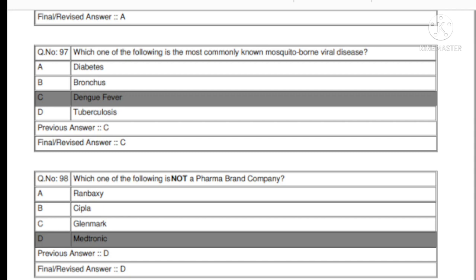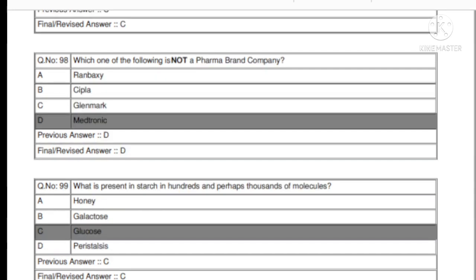So C is its answer. Question number 98. Which one of the following is not a pharma brand company? Ranbaxy, Cipla, Glenmark, Medtronic. So by the rule of elimination, we can arrive at the answer. A. Ranbaxy is a pharma brand company. Cipla is also a pharma brand company. Glenmark is also a pharma brand company. So its answer becomes D.